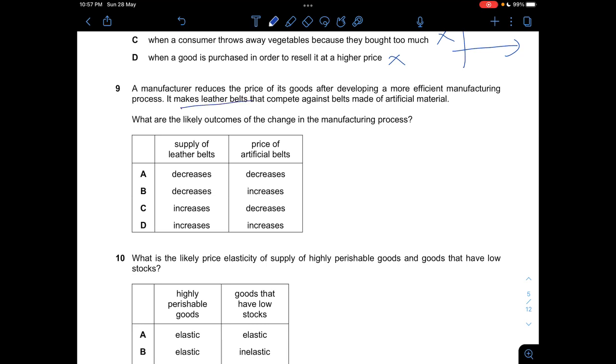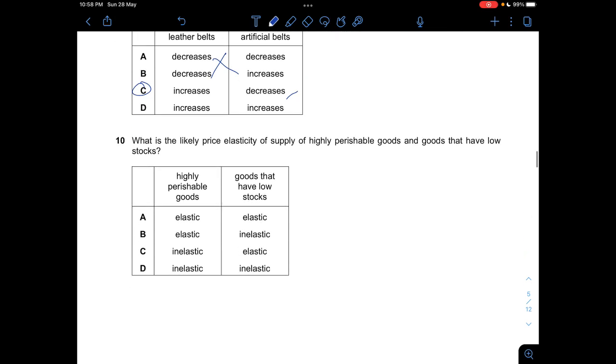It makes leather belts, so the supply would increase, so A and B are wrong. And then the price of artificial belts would also decrease due to competition. Instead of increasing, it would decrease because now the price of leather belts has decreased, so the price of artificial belts will naturally decrease as well. So the answer is C.